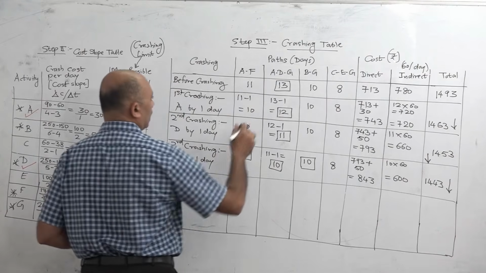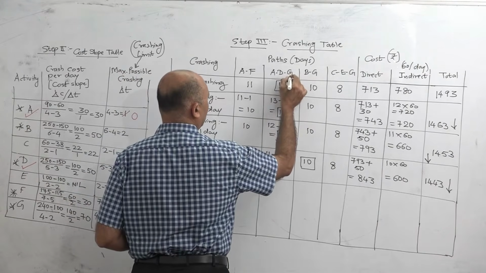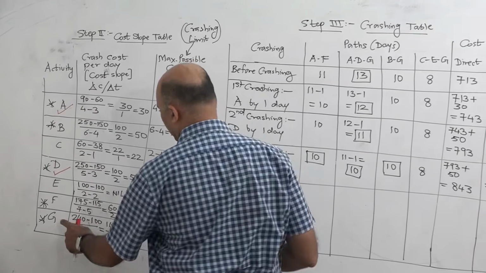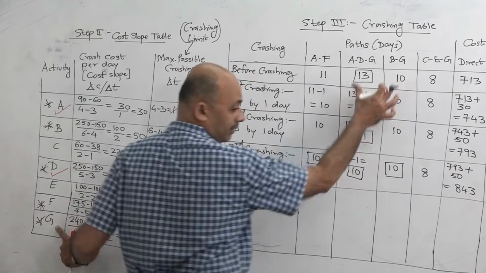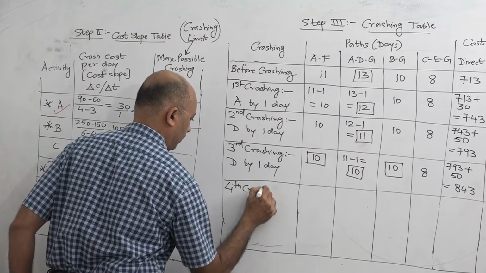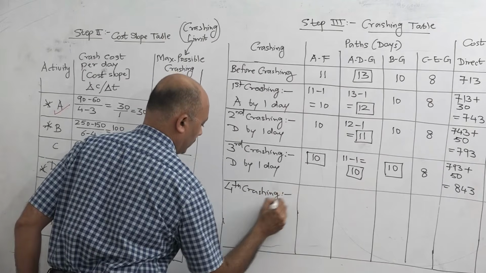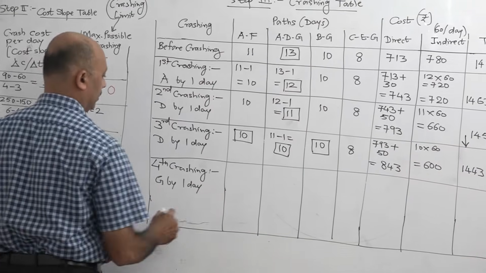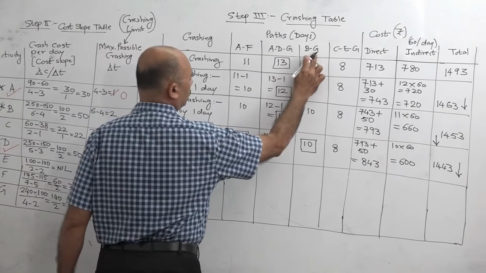Now if you see, in ADG and BG, activity G is common. So we can reduce G. So when you reduce G, ADG and BG will reduce simultaneously. So we say 4th crashing, G by 1 day, and this is for path number 2 and 3.